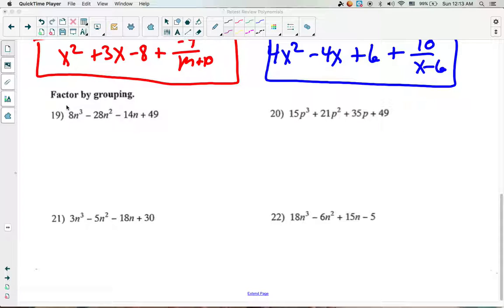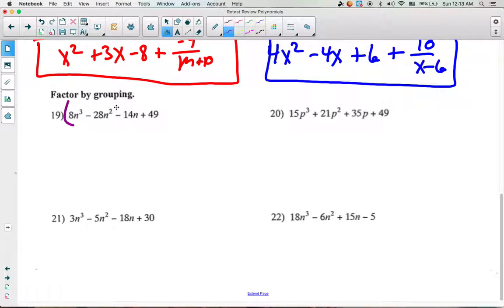So we're going to start out, we're going to group the first two together, and then we'll group the last two together. And what you're going to do is look at each grouping and try to take out the GCF, the largest number and the largest amount of variables you can take out of each term.